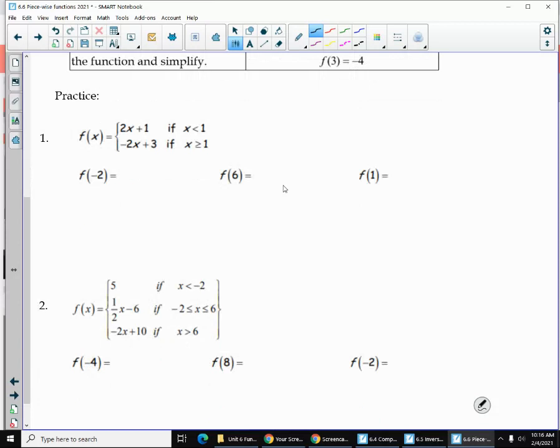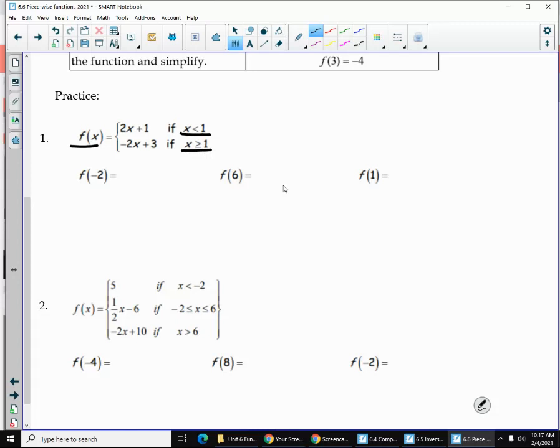So let's practice. I have this piecewise function: f of x is equal to 2x plus 1, and you're only using this function if x is less than 1. So when the domain is less than 1, you will use the top function. f of x can also be equal to negative 2x plus 3 if x is greater than or equal to 1. So how do I know which function to use?